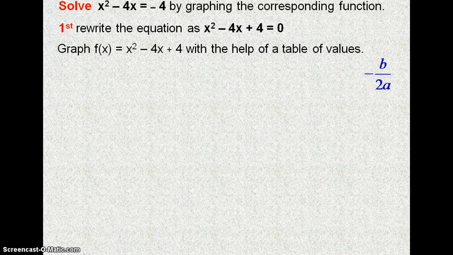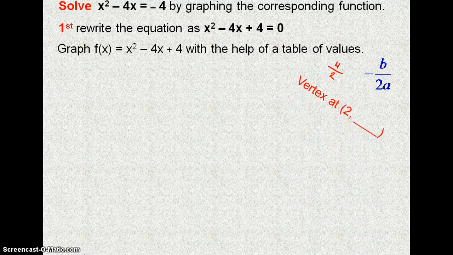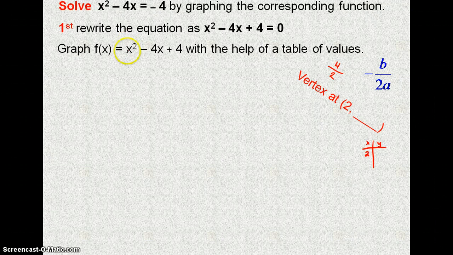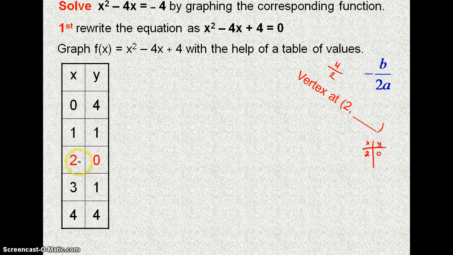First, get the vertex. The opposite of B is 4 over 2A, so our vertex is 2 something. How do you get the something? Just plug the 2 in. So you're basically making a little chart, and you're putting 2 in. 2 squared is 4, 4 minus 8 is negative 4, plus 4 is 0. So we know that the vertex is 2, 0.